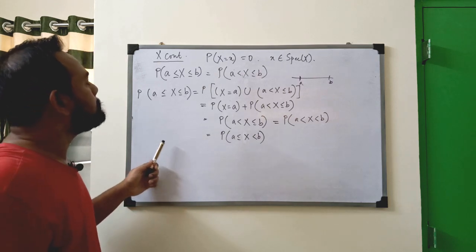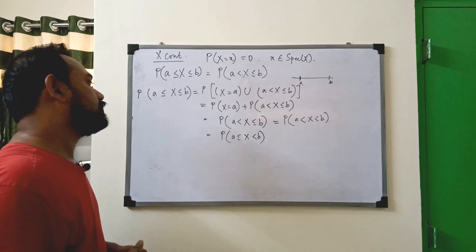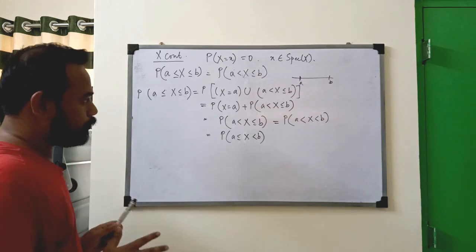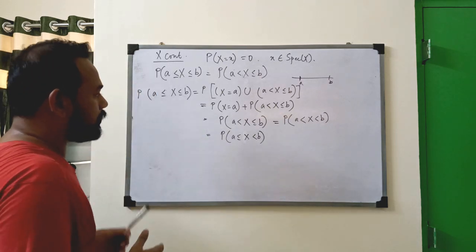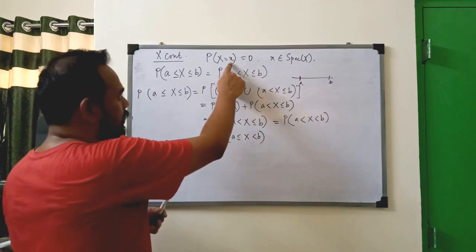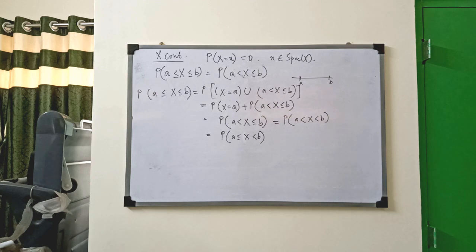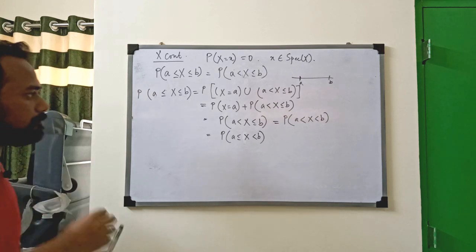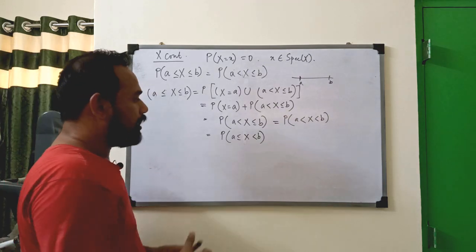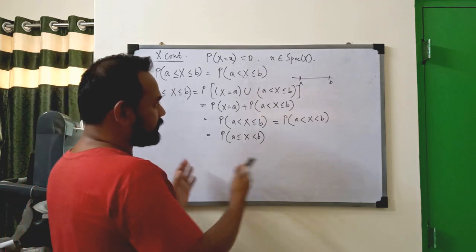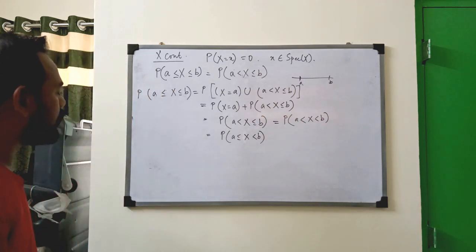And this is not the case when x is discrete, because the probability x equals small x may not be 0. So please keep these in mind, a few additions to the list of similarities and differences.